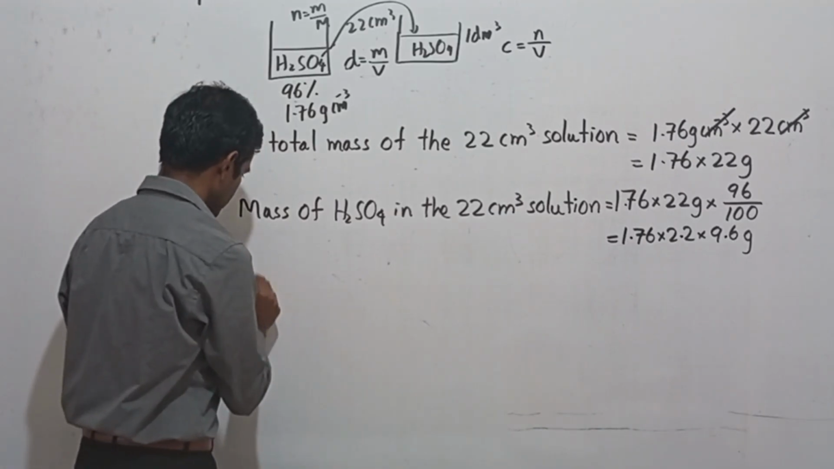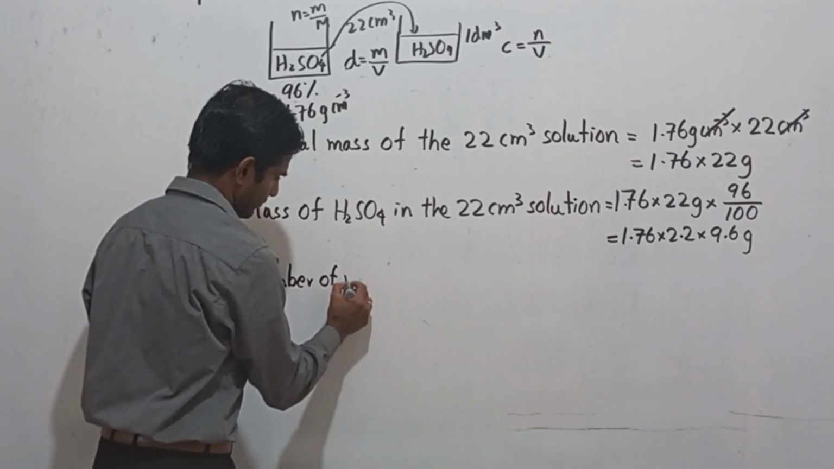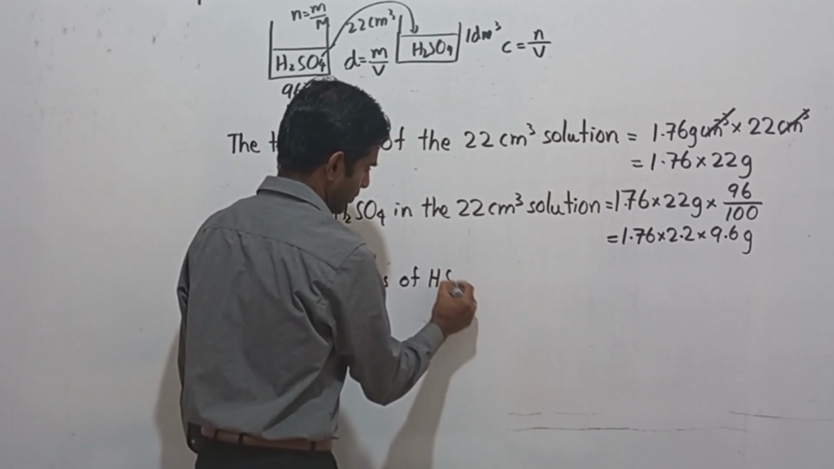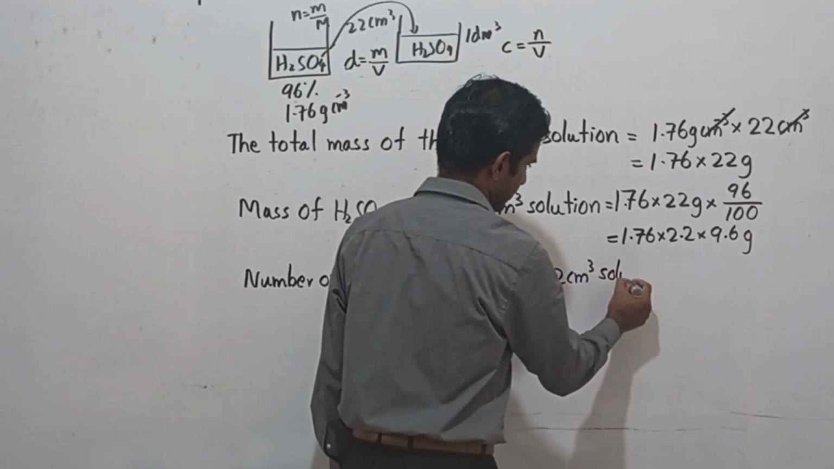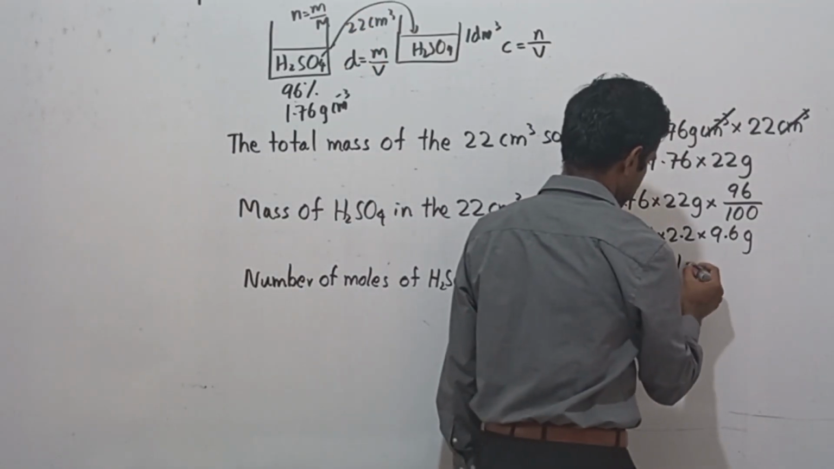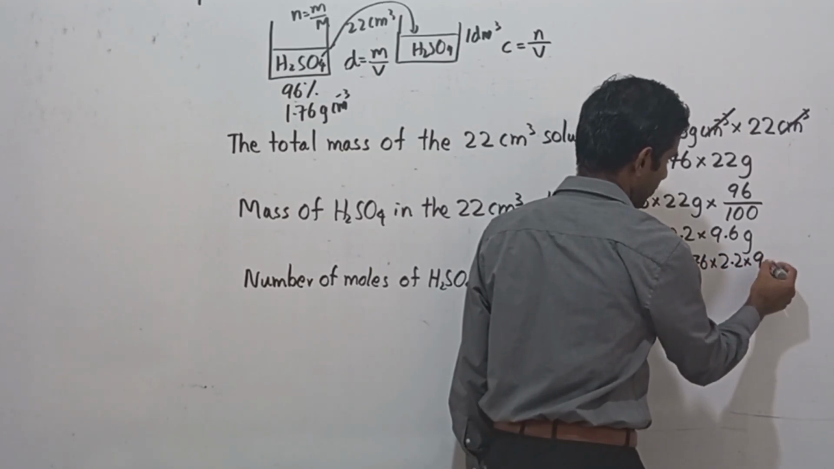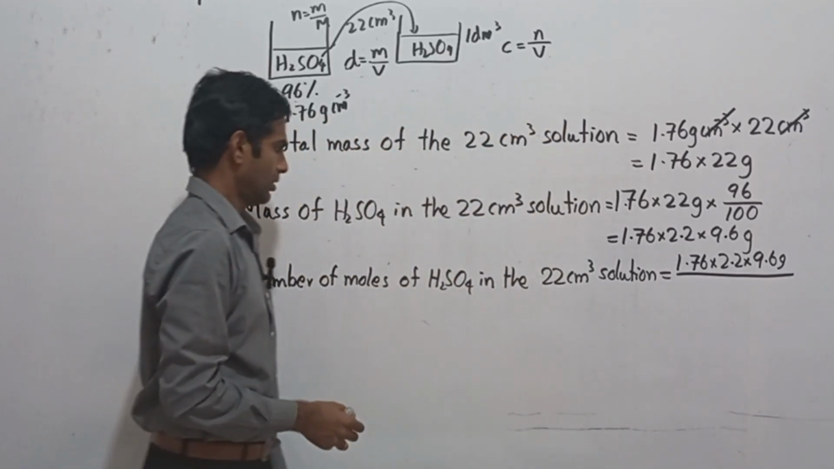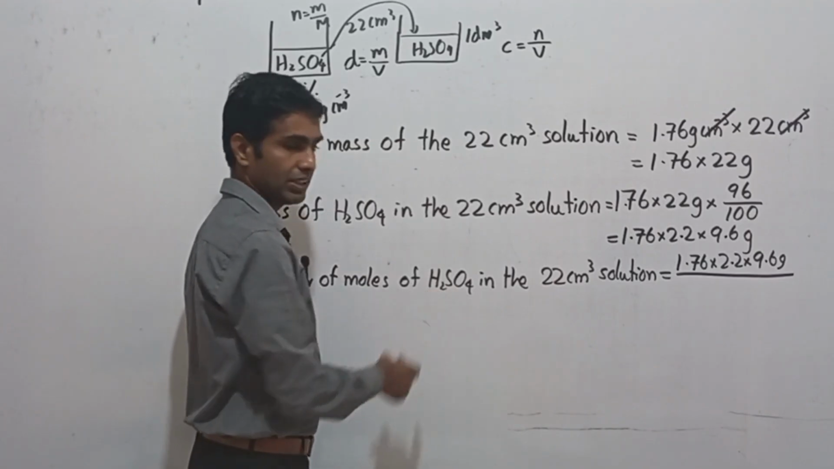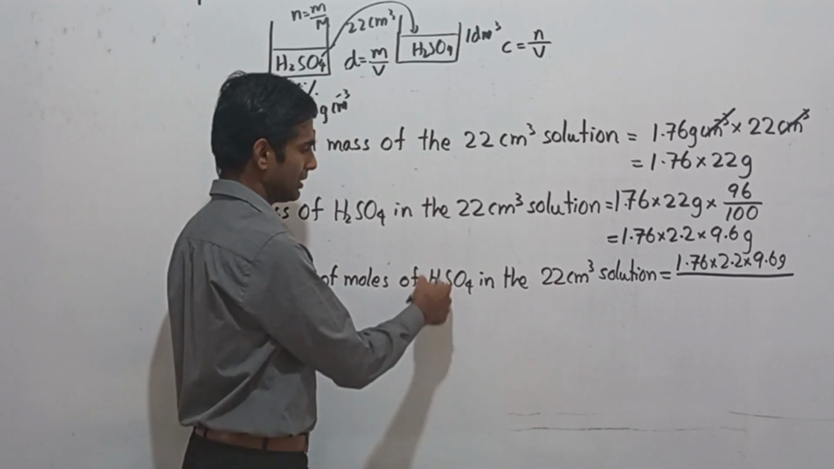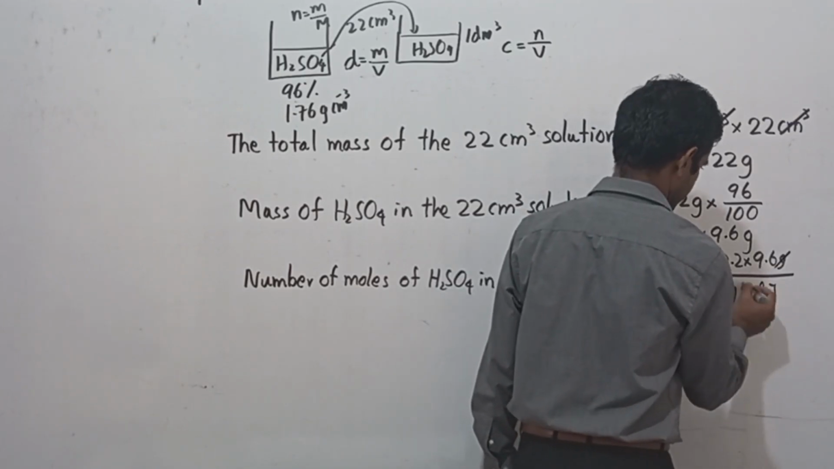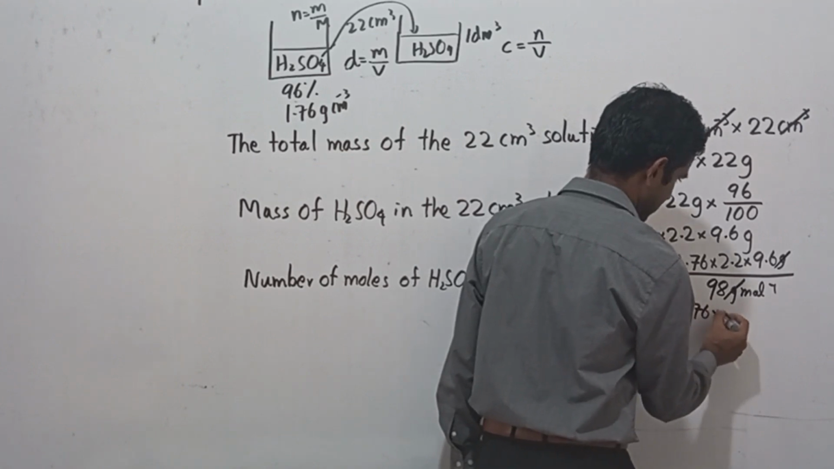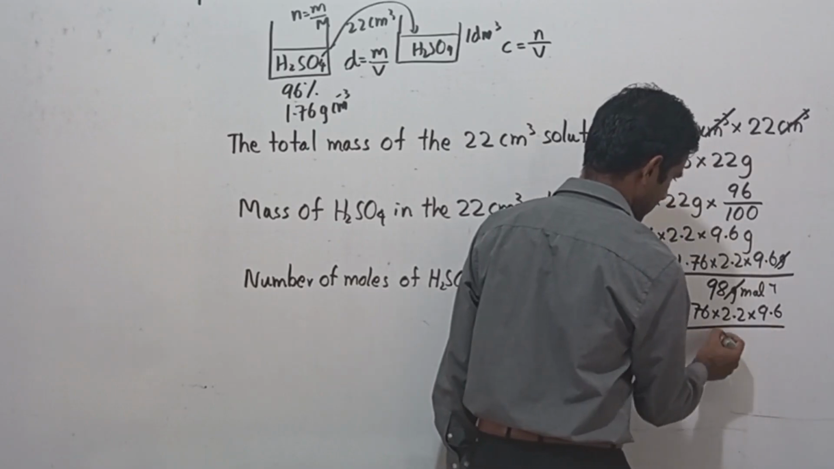Then we can calculate number of moles of sulfuric acid in the 22 cubic centimeter solution. Mass should be divided by molar mass. Mass is 1.76 times 2.2 times 9.6 grams. Molar mass of sulfuric acid is hydrogen 1 times 2, sulfur 32, oxygen 16 times 4, 64 plus 32 plus 2. It is 98 grams per mole. Therefore, number of moles is 1.76 times 2.2 times 9.6 over 98 moles.